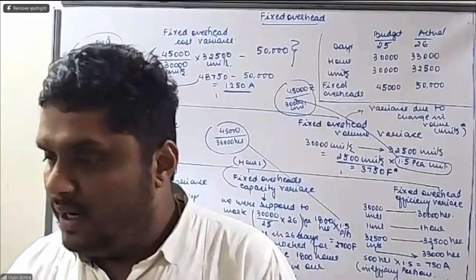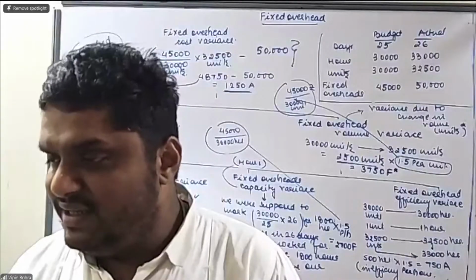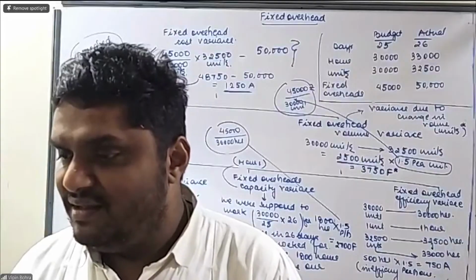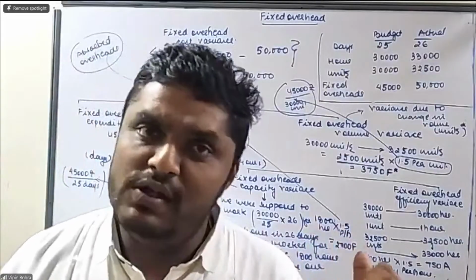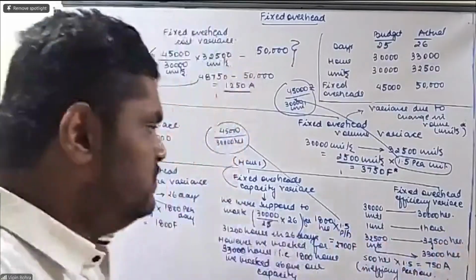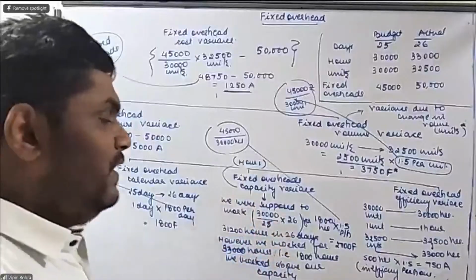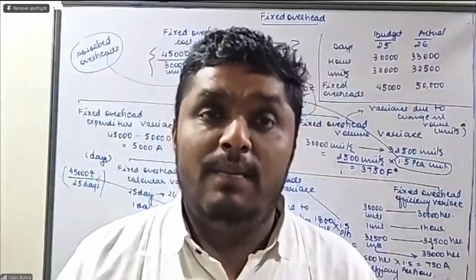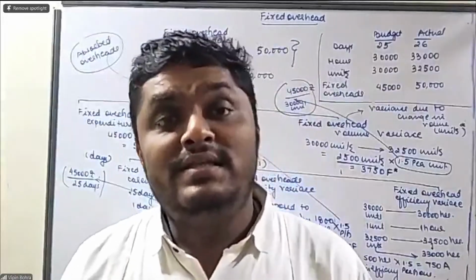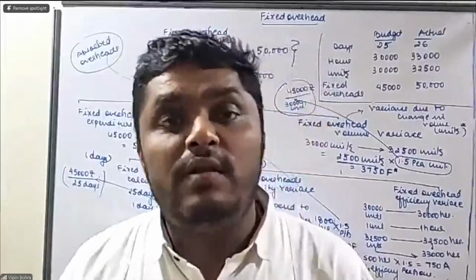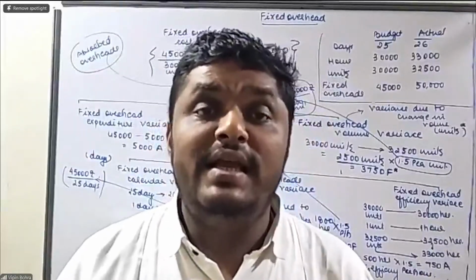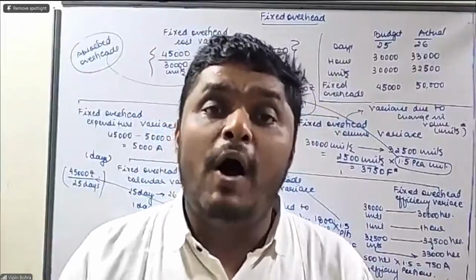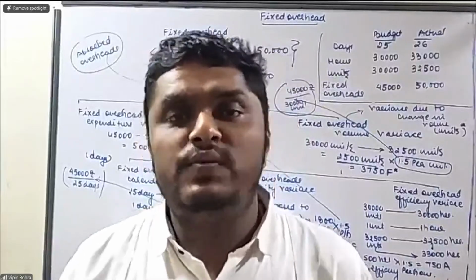Okay sir, I think this is the problem you are asking about, right? Yes sir. Again, capacity is also the same thing. I've written the explanation also that we were supposed to work for only 31,200 hours in 26 days. But in these 26 days, instead of 31,200 hours, we worked for 33,000 hours. That is 1,800 hours I worked above my capacity. So that's why this variance is favorable.